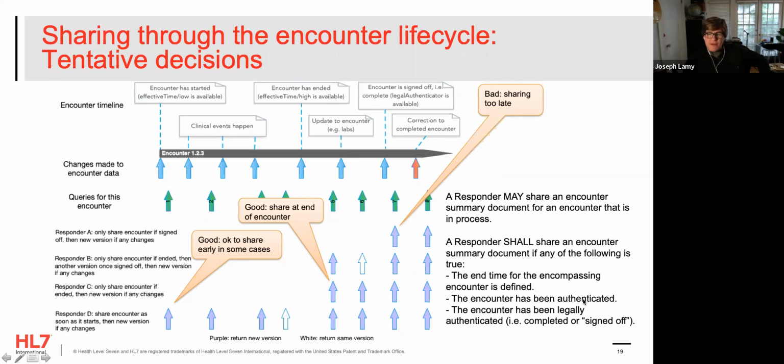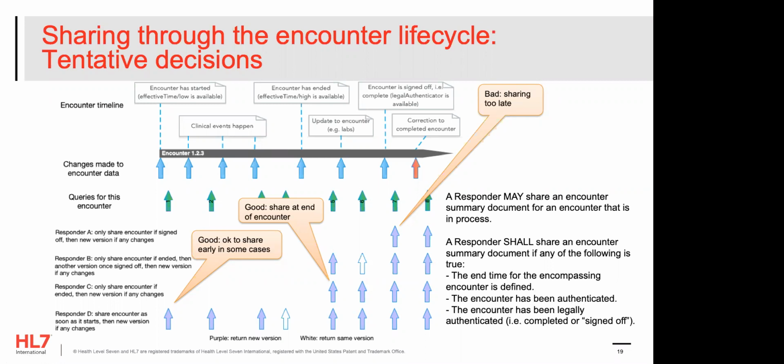It may not have been authenticated, it may not have been completed, but we're requiring that as soon as that patient's discharged, you can return a draft copy. And that goes for any encounter summary, not only discharge encounter summary. Right. I could have had a doctor's visit.